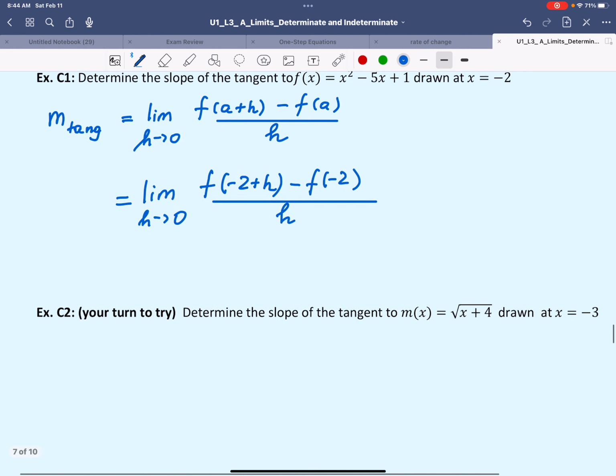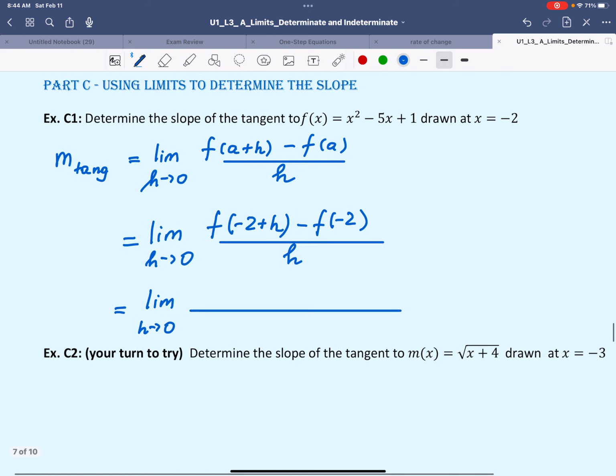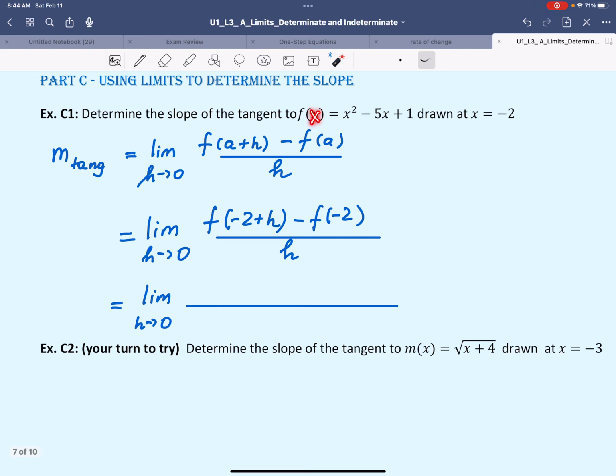So now let's substitute in our function. We have the limit again as h approaches 0. This has to stay here until we evaluate. And look at the equation. So instead of x, now we'll have to substitute negative 2 plus h, which means that we'll have negative 2 plus h squared. So let's write that down. And then minus 5. Instead of x, we'll have to write negative 2 plus h, so minus 5 times negative 2 plus h. Wait a second, we're not done yet, so we have plus 1 here. So plus 1.